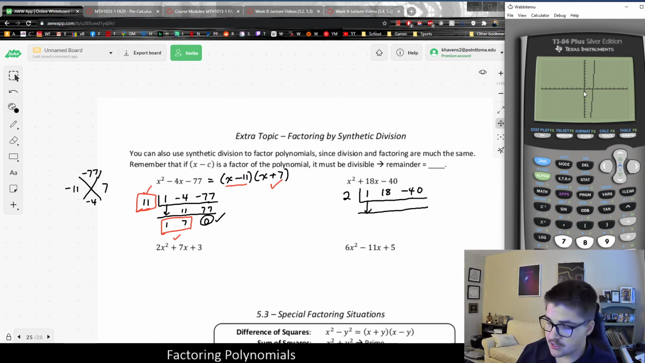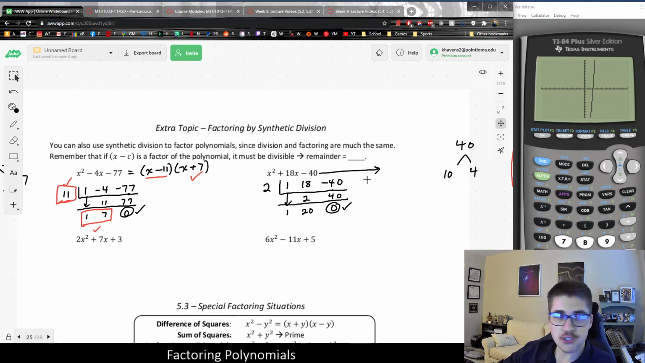But basically, let's just check to see that this will work. So if I drop 1, multiply by 2, this would give me 2. 2 times 20 is 40. Add, 0. And notice it is divisible. And if I get something which is divisible, it implies that the original polynomial was factorable. So, translating this, what did I just do? Well, I divided by x minus 2. So I know x minus 2 is a factor of this because it was divisible.